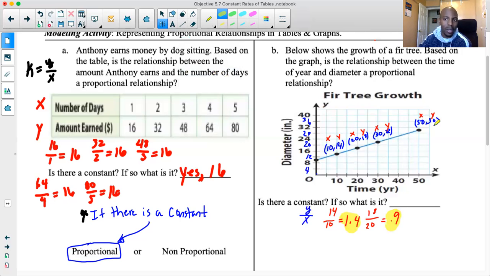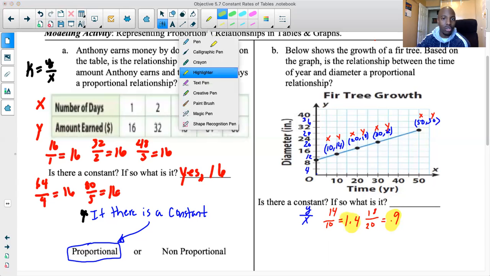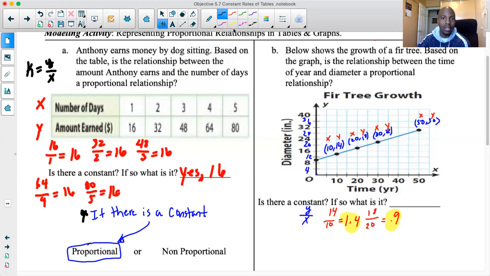Yes, I can keep going and I could do 22 divided by 30 and I would get 0.73 repeated. I could do 30 divided by 50 and that would give me 0.6. But I noticed right away that there wasn't a constant between the first 2 points. And because there's no constant between the first 2 points, that immediately tells me my answer. So the question is, once again, is there a constant? I'm going to say no. There isn't a constant.